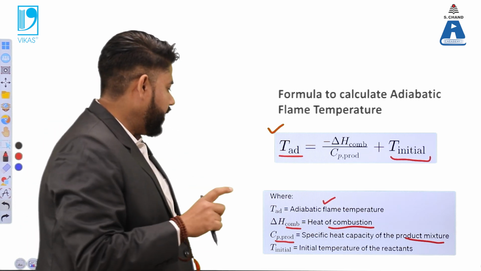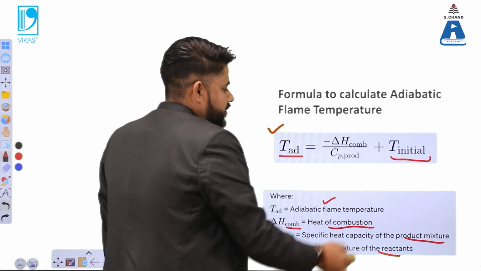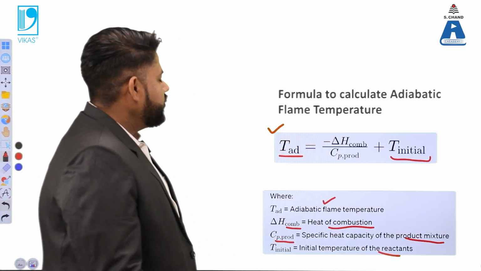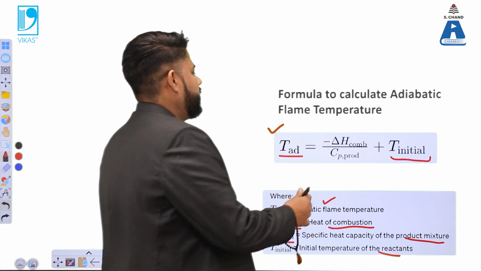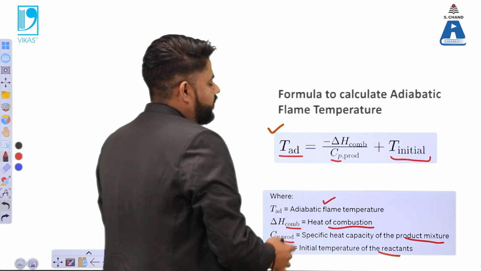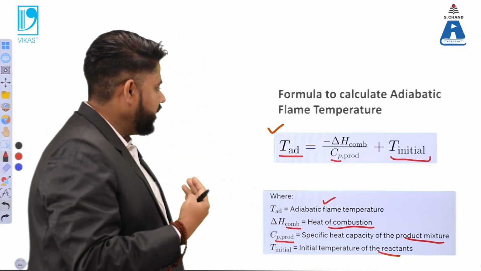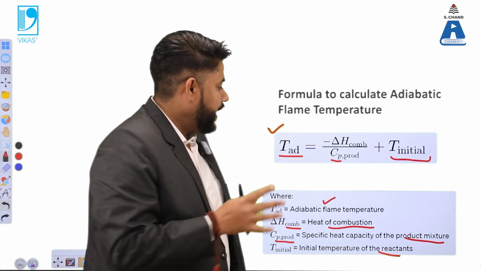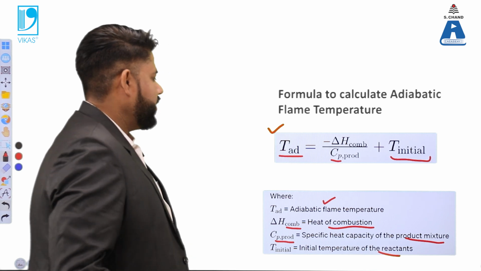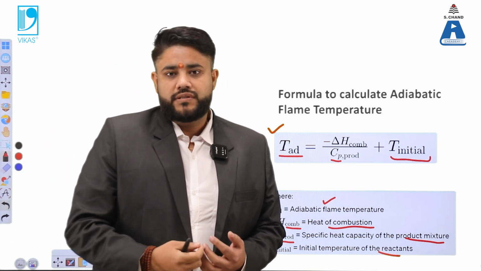That Cp value indicates the specific heat value, and the initial temperature of the reactants is generally indicated as T_initial. So in a numerical problem you might have the value of initial temperature or the Cp value for a particular mix, and the heat produced in combustion can be provided. From there you can easily judge the adiabatic flame temperature, and that is applicable in designing combustion chambers as well.